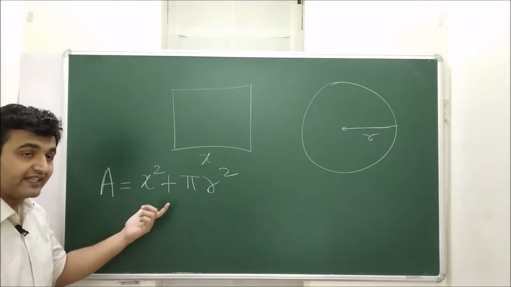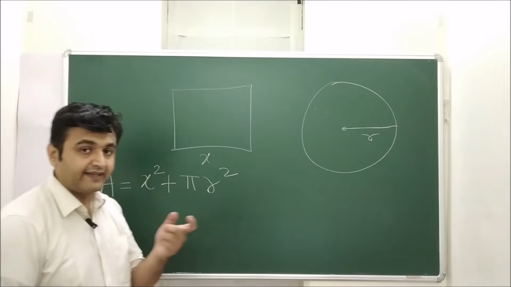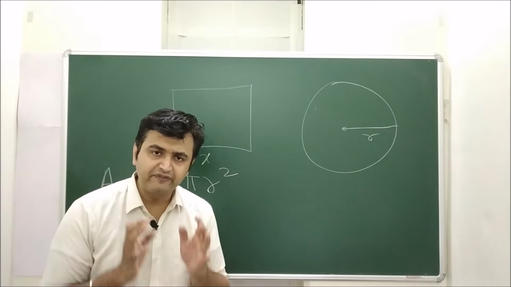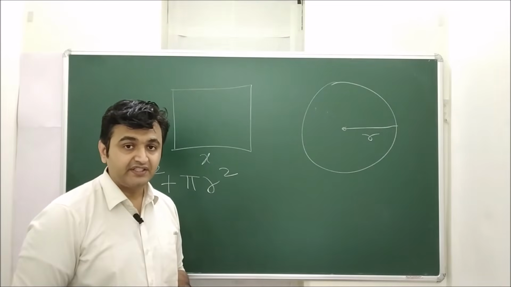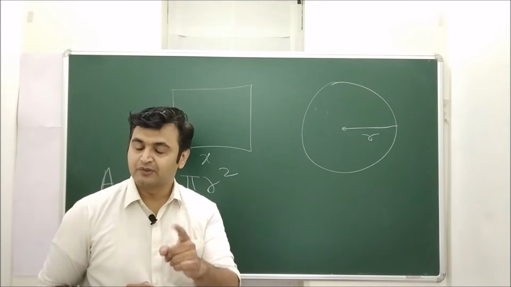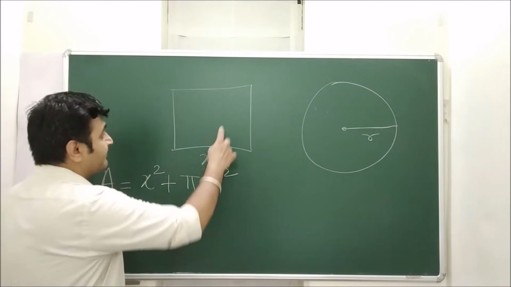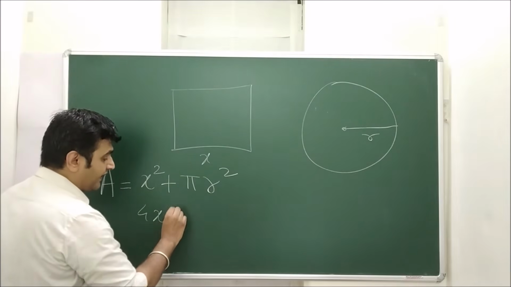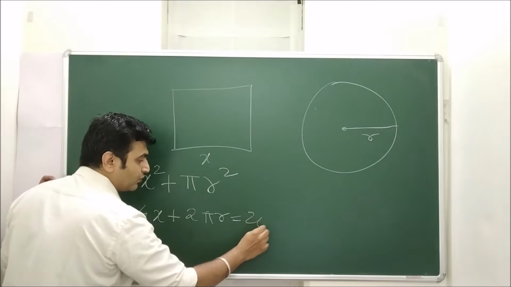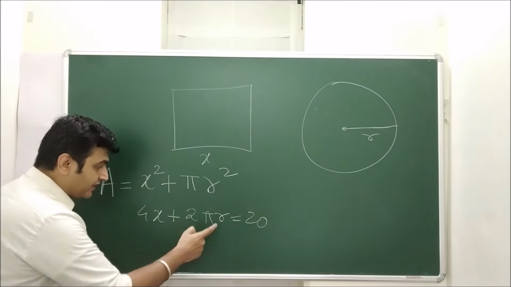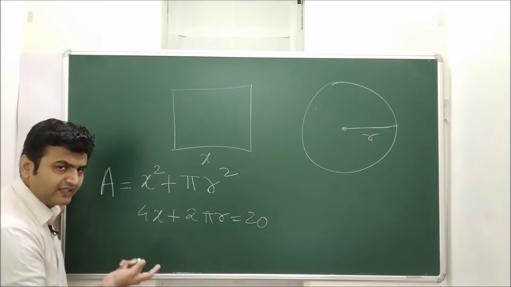And when you have such scenarios, you again read the question and you see some constraint will definitely be given to you. In this scenario, what is that constraint? The perimeter is given to be 20 foot. Okay, so what is the perimeter of this? 4x. And what is the perimeter of that? 2 pi r. And this is given to be 20.